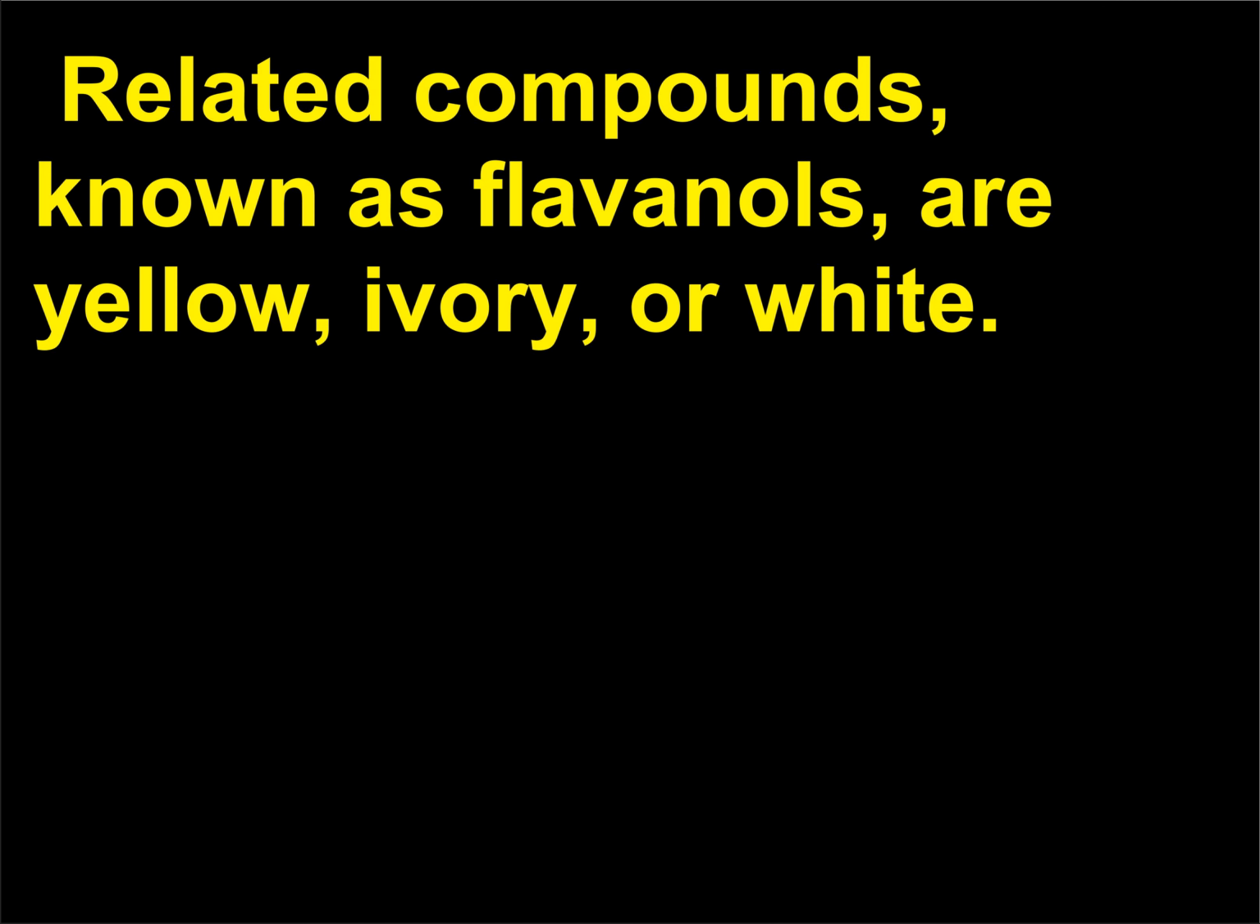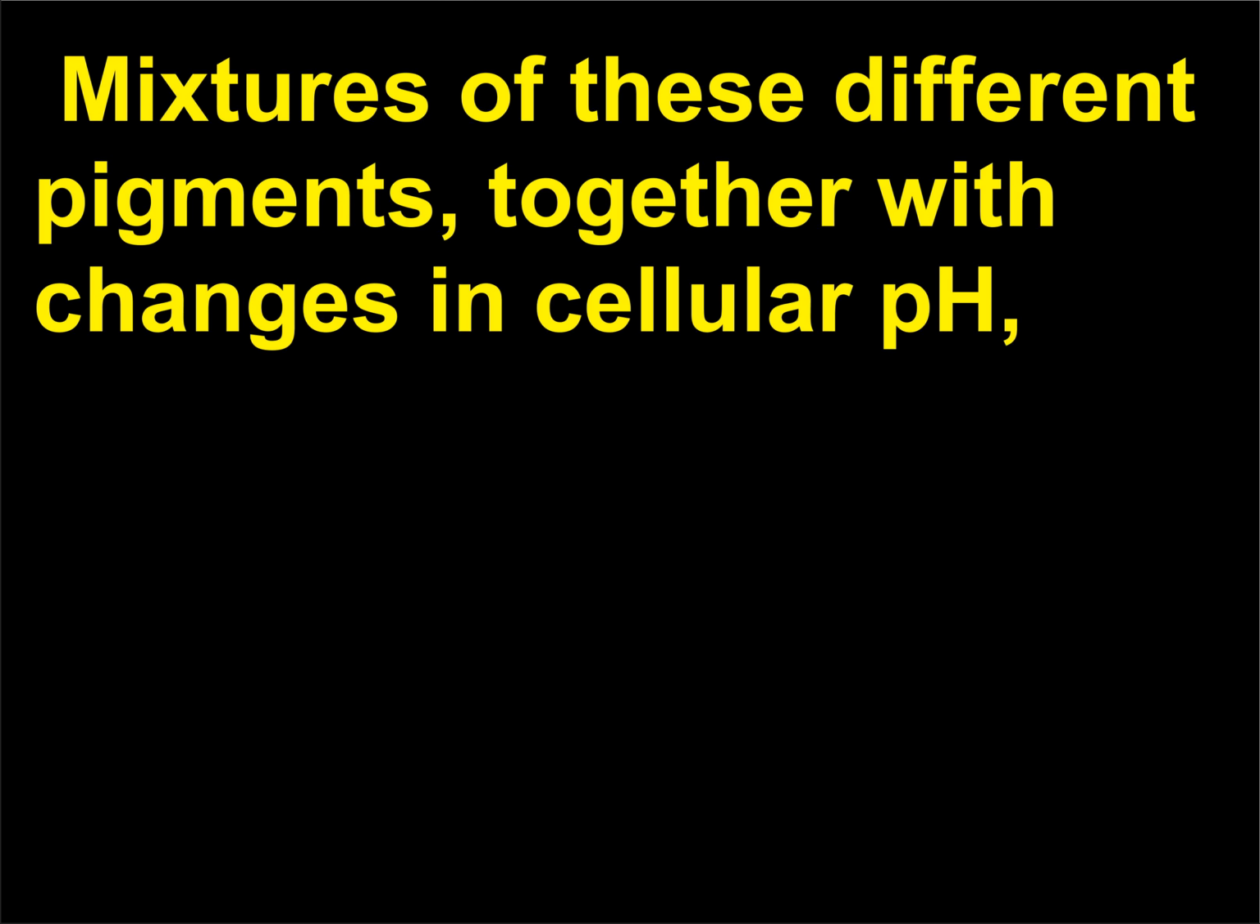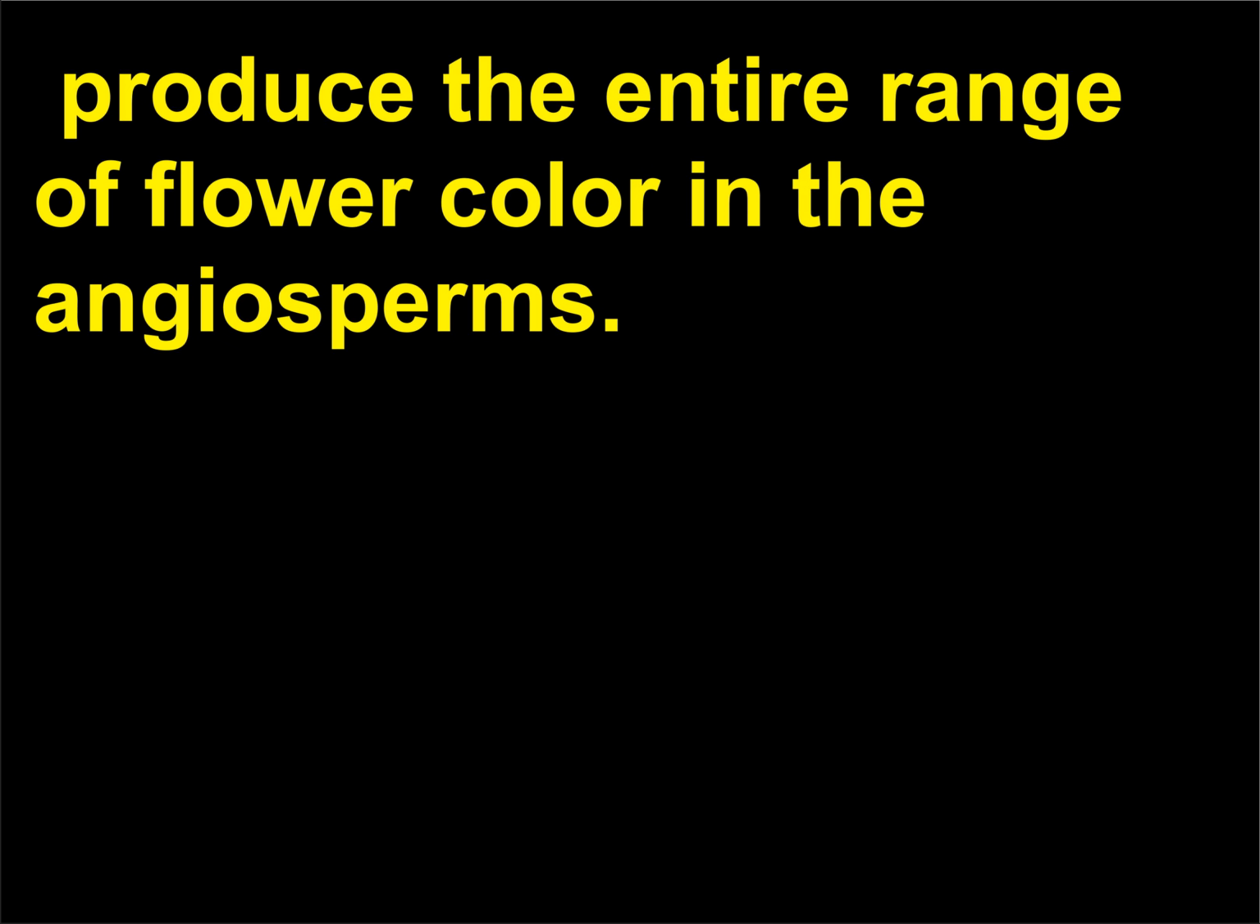Related compounds, known as flavonols, are yellow, ivory, or white. Mixtures of these different pigments, together with changes in cellular pH, produce the entire range of flower color in the angiosperms.